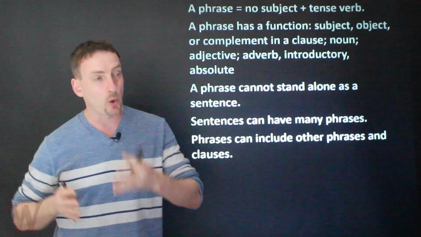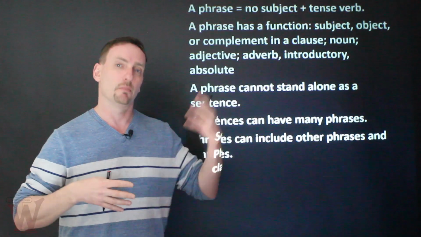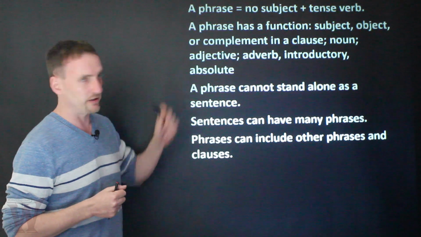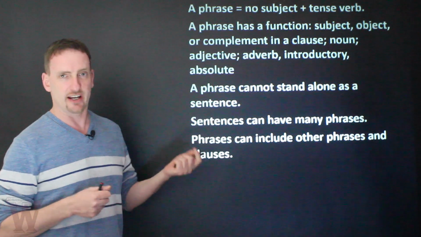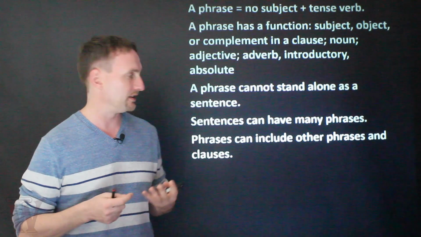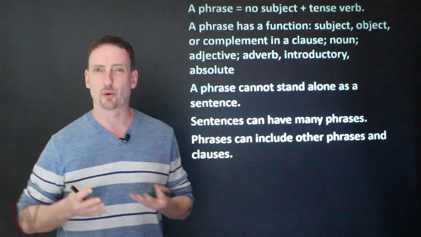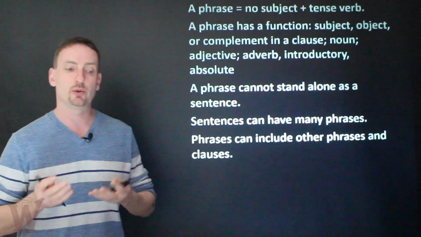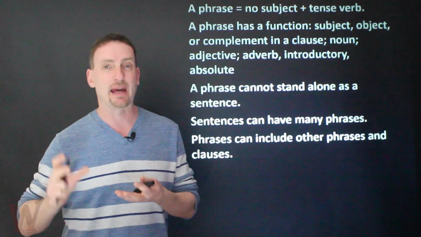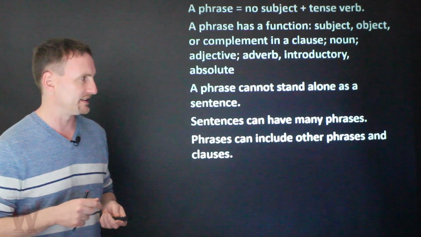So phrases mostly are used as part of the clause predicate, means they're inside the clause. But you can also have phrases outside the clause working on the entire clause. Those are the absolute phrases. A phrase, obviously, because there's no subject and verb, cannot be a sentence. A sentence must have an independent clause. A sentence can have many phrases, and each one with its own different function. And phrases can include other phrases. So you can have phrases inside of phrases, and you can also have dependent clauses, mostly adjective clauses, inside of phrases. And we're going to see some examples of these.